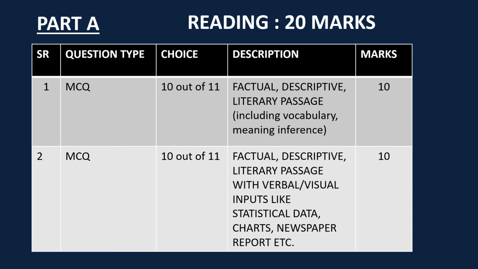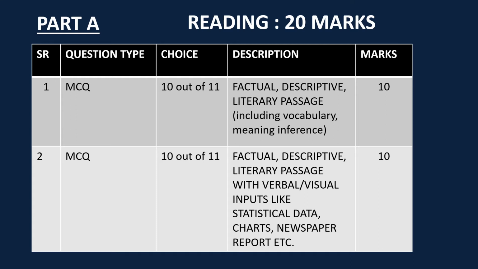First question is MCQ. There will be a total of 11 questions, out of which you will be choosing 10. Each question will be for 1 mark. So the total marks of the first question is 10. It will be a factual or a descriptive passage. In this, you will also have the synonyms and antonyms, that is the vocabulary and meaning.